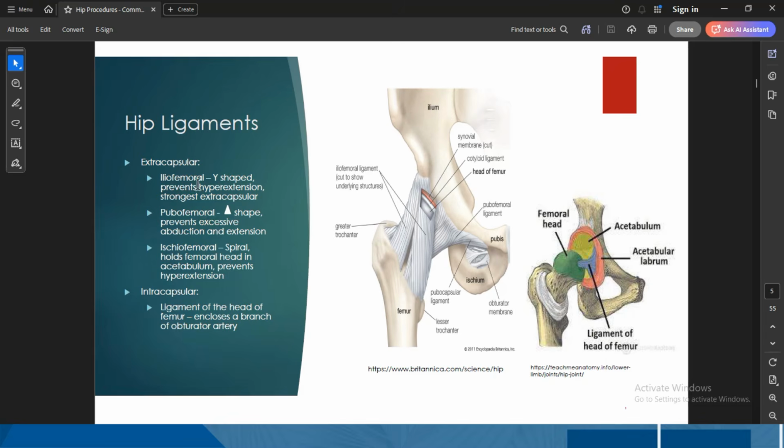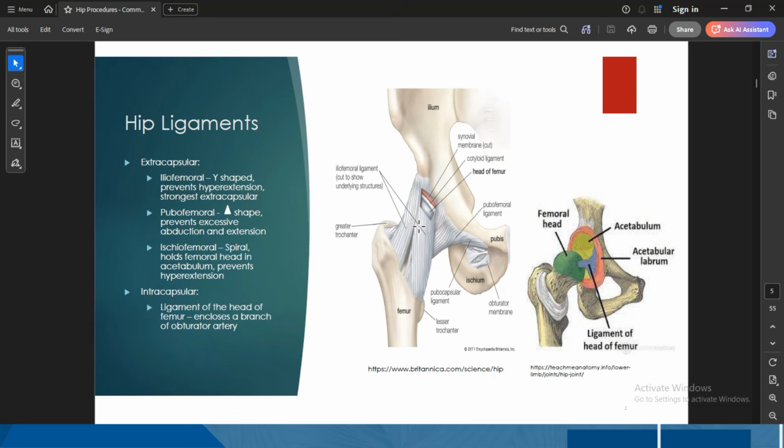Basically, the iliofemoral ligament is Y-shaped and it prevents hyperextension. It is the strongest extracapsular ligament. So this is the iliofemoral ligament. This is the Y-shaped ligament and it will prevent hyperextension of the hip joint. Among the three extracapsular ligaments, the iliofemoral ligament is the strongest.